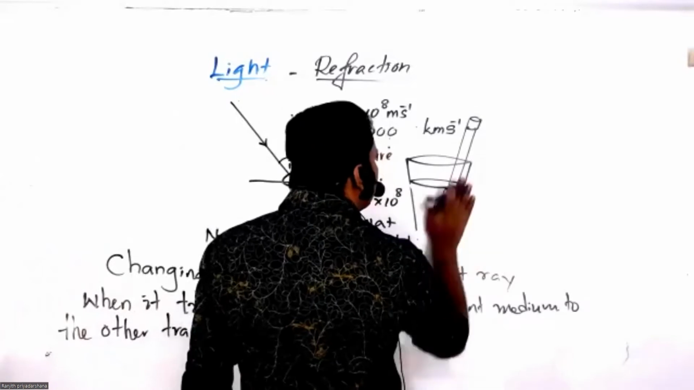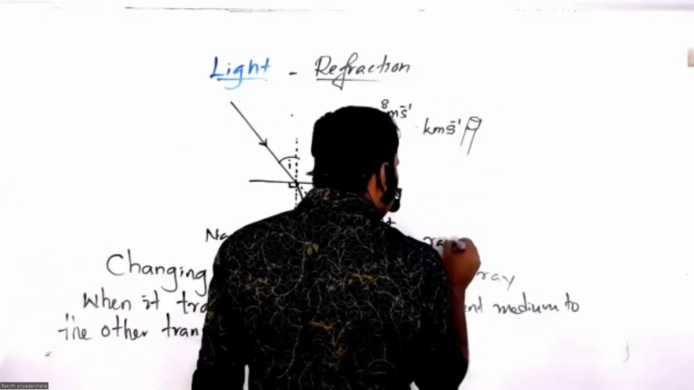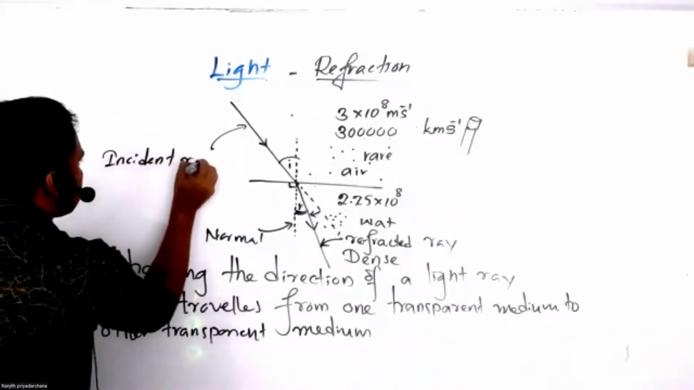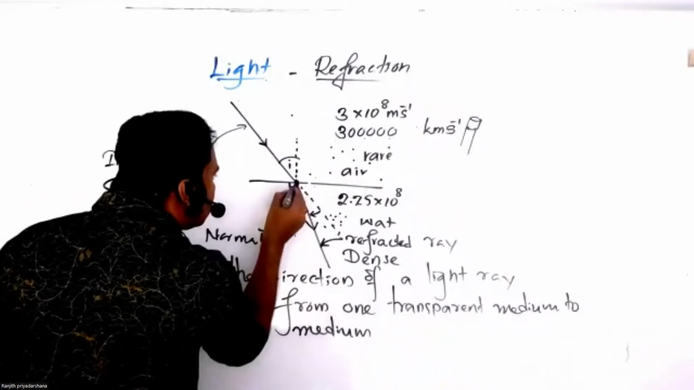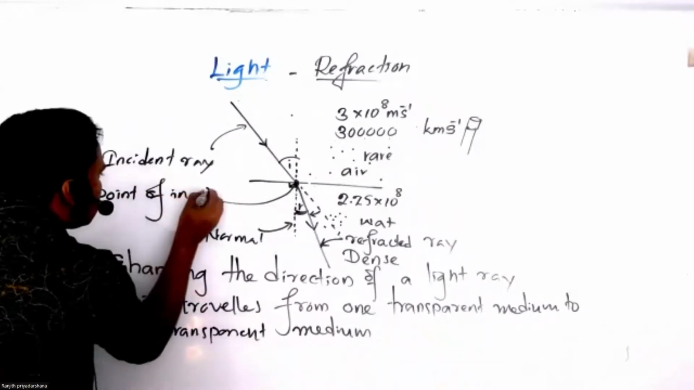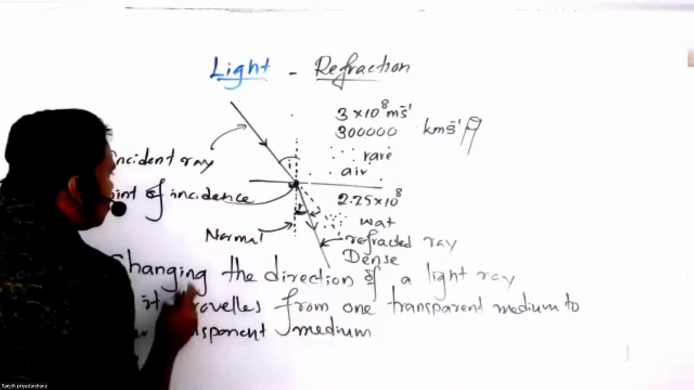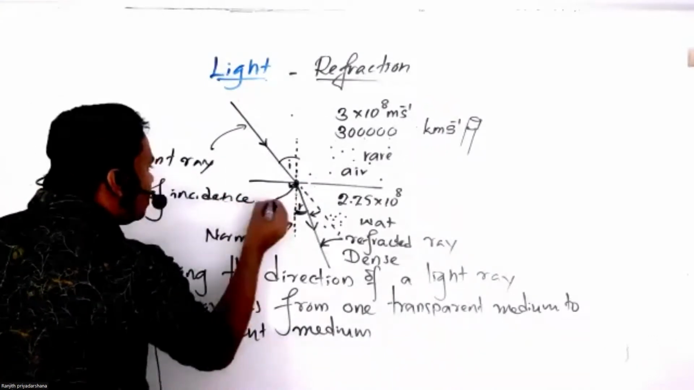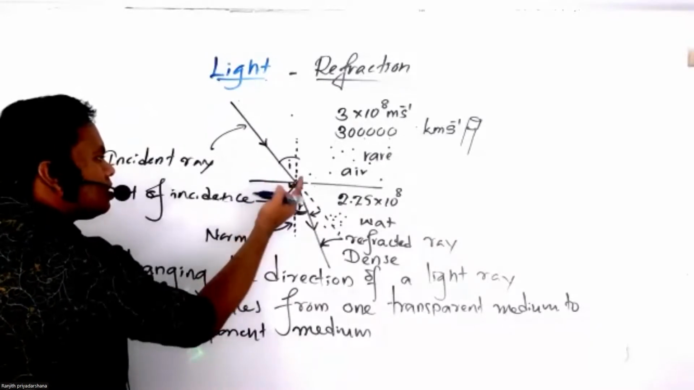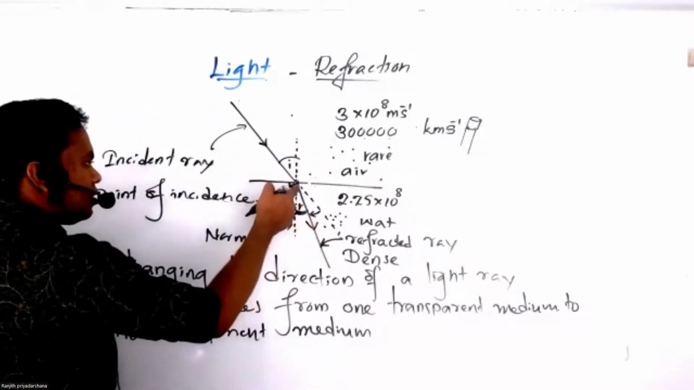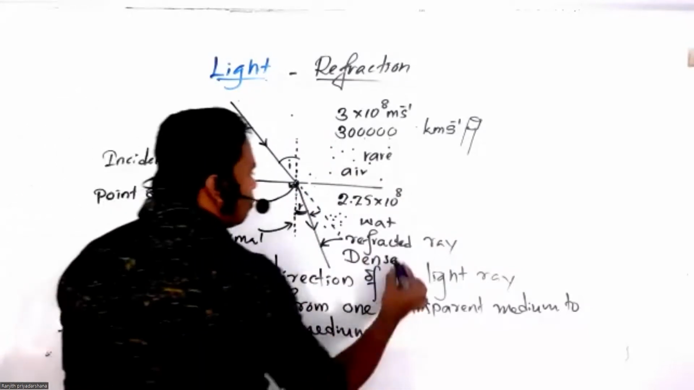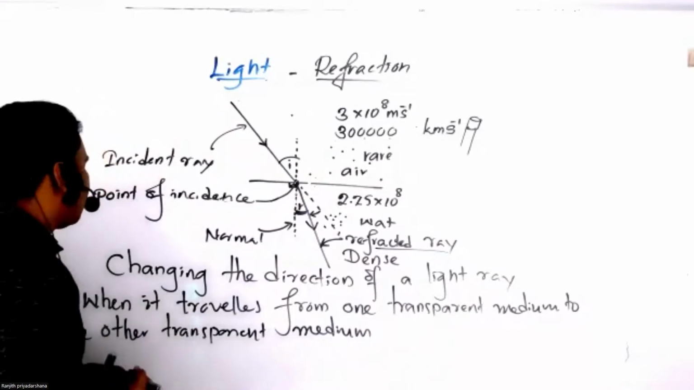So this is the refracted ray. Now I need to draw this one, okay? Incident ray. So this is the point of incidence. It strikes at the point of incidence where the normal is, and it is refracted. So this ray is known as the refracted ray. Okay, so why does this happen?